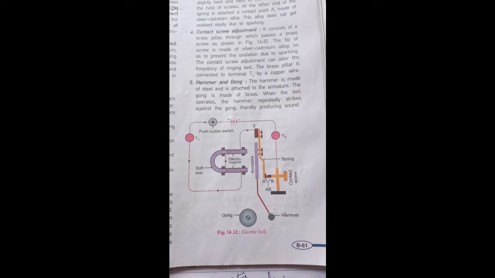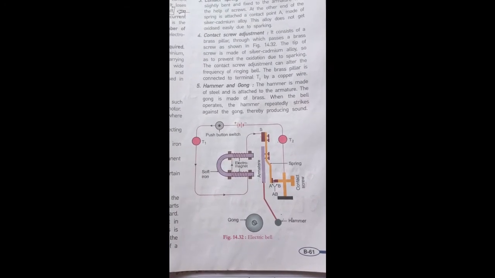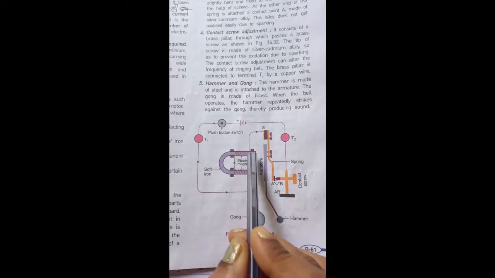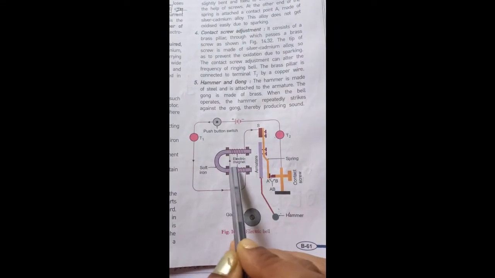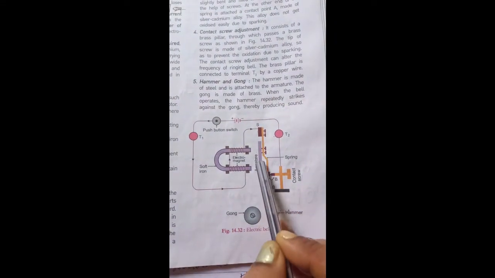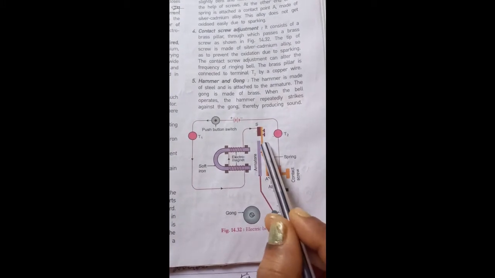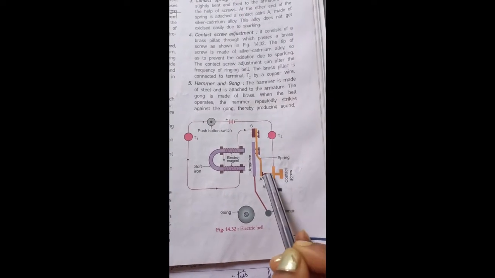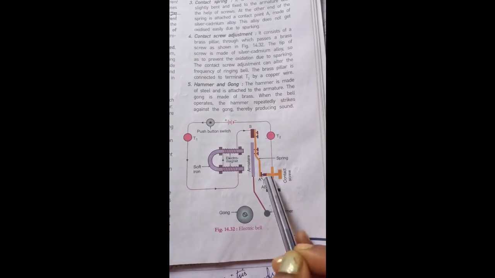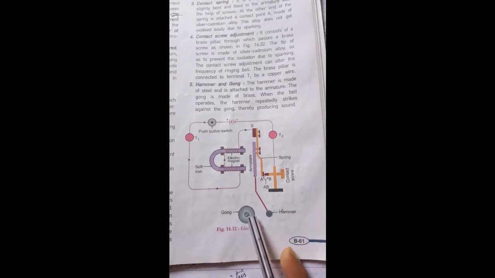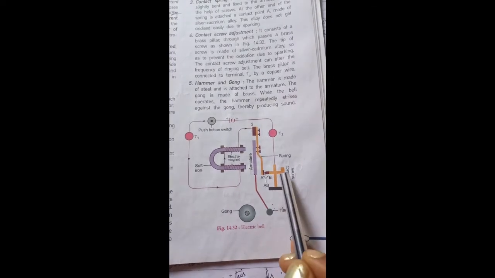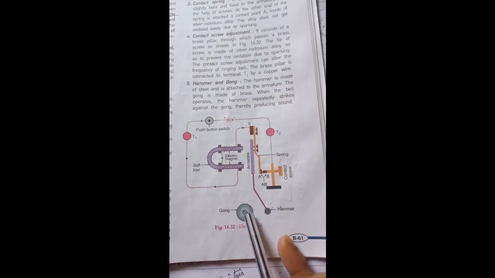Electric bell. Now we are going to learn the parts of an electric bell. Here the electric bell is a direct application of the electromagnet. At first, the electromagnet, this is the first part, and next the armature, third one contact spring, next contact screw adjustment, and then hammer and gong. Electromagnet, armature, contact spring, contact screw adjustment, hammer and gong.